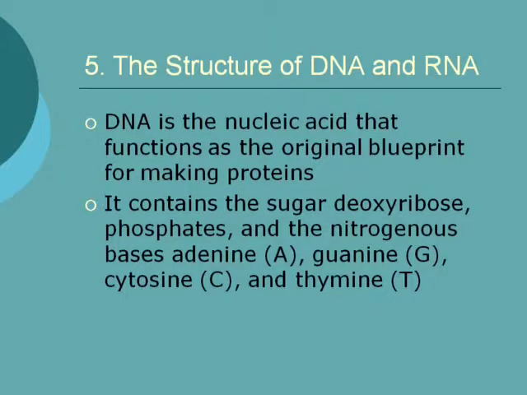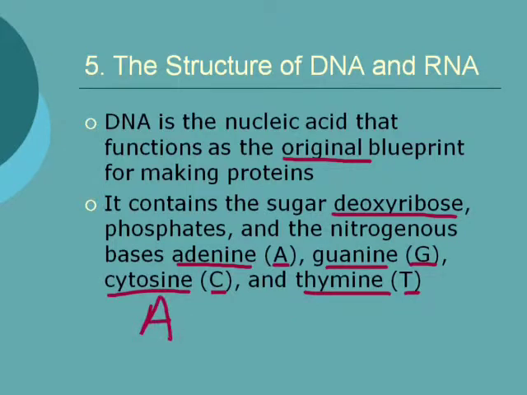DNA is the nucleic acid that functions as the original blueprint for making proteins. It contains the sugar deoxyribose. It contains phosphates, and the nitrogenous bases adenine, which we demark with an A, guanine, we demark with a G, cytosine with a C, and thymine with a T.